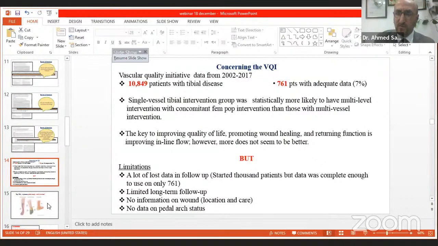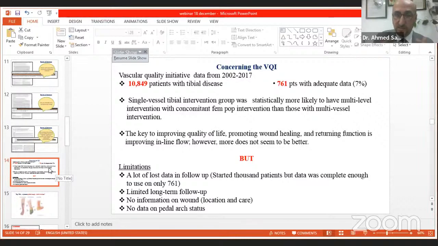It was collecting data from 2002 to 2017 that included 10,849 patients, but the correct data was only for 761, which is 7% only. And they concluded that the single vessel tibial intervention group was statistically more likely to have multi-level intervention with concomitant femoropopliteal intervention than those with multi-vessel intervention. And the key was having inline flow to the wound area, but more doesn't seem to be better.